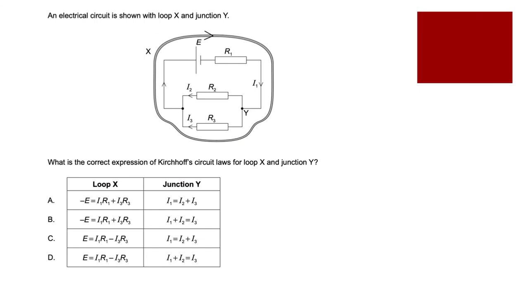Okay, an electrical circuit is shown with loop X and junction Y. What is the correct expression of Kirchhoff's circuit laws for loop X and junction Y? Well, let's do the current law first, because I find it the easiest. So whatever current we have coming in here into junction Y is then going to equal coming out in these two directions. So that means I1 is going to have to equal I2 plus I3. If I look down below, this one's wrong, so is this one. So my answer is going to have to be A or C.